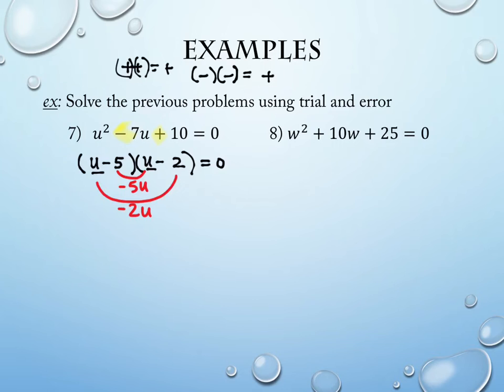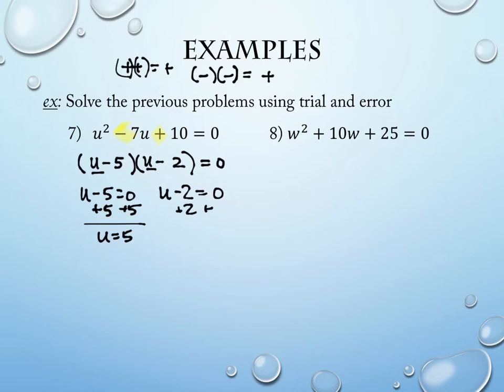You don't have to write it down, but you need to visually check it to make sure that you've chosen the right numbers. These are correct. So at this point, we are able to set things equal to 0 and solve. So u minus 5 equals 0. U minus 2 equals 0. Okay, so we add a 5. So u is equal to 5. We add a 2. And u is equal to 2. So just like before, same solutions, but a very different perspective.